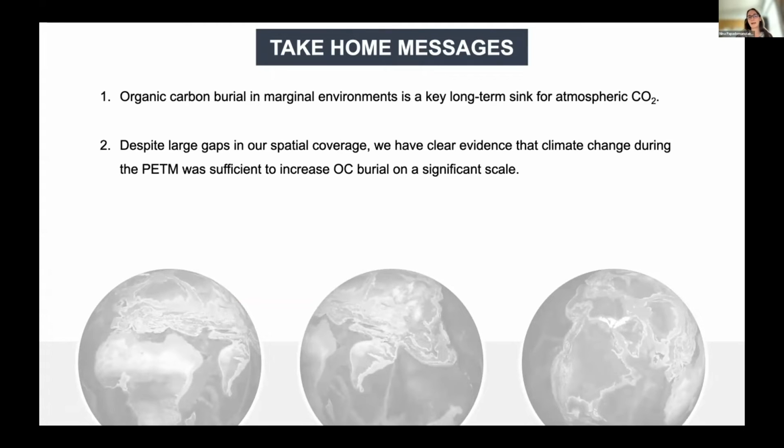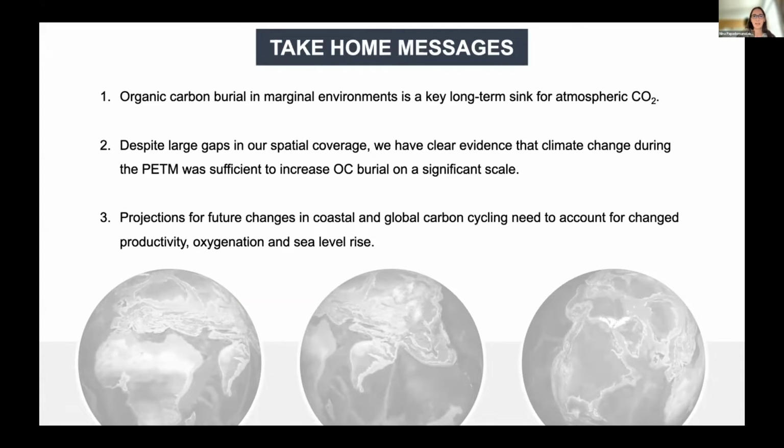And the data that we have tells us that the climate change that occurred, which we consider somewhat of a worst case scenario equivalent for modern day climate change, was enough to cause this kind of large scale influence on atmospheric CO2, both through high productivity and decreased oxygen, both of which are things that are also happening in the modern ocean. And also this means that these are all processes that we definitely need to take into account when we're projecting through models usually what might happen in the future.